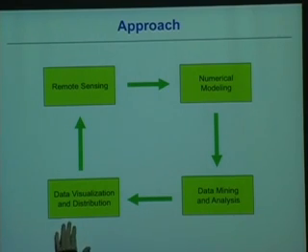Then we have our data visualization, for which we use also Google Earth, and the distribution. And this is not the end. As you can see, this is a loop. Why? Because once we are done with our visualization and the distribution of data, this is a motivation to go back and look at the planet from a different point of view.